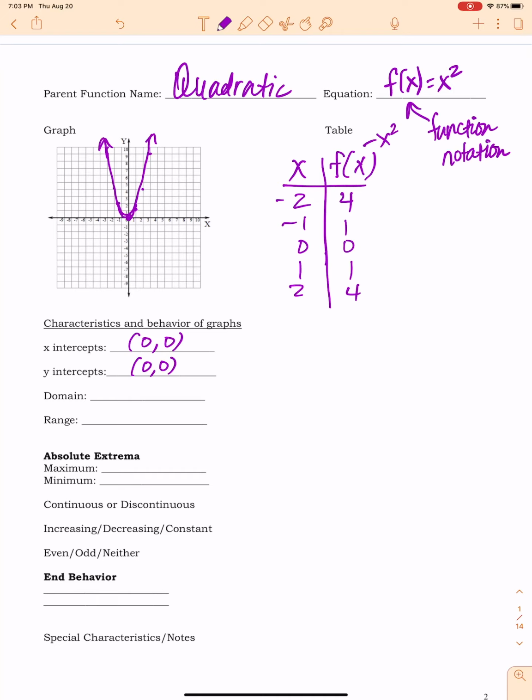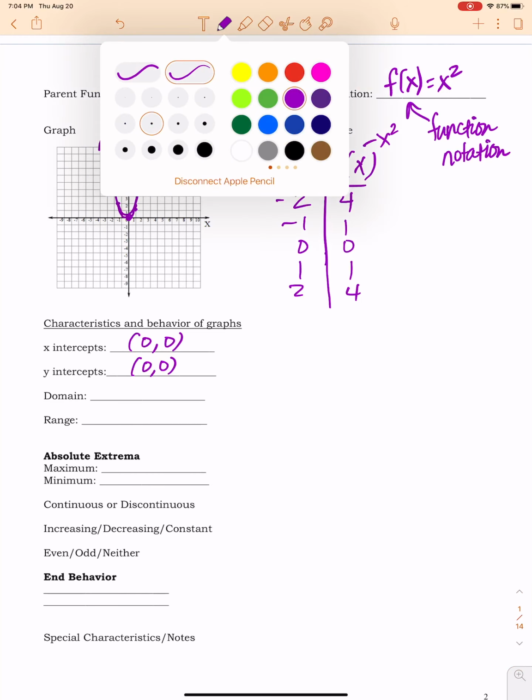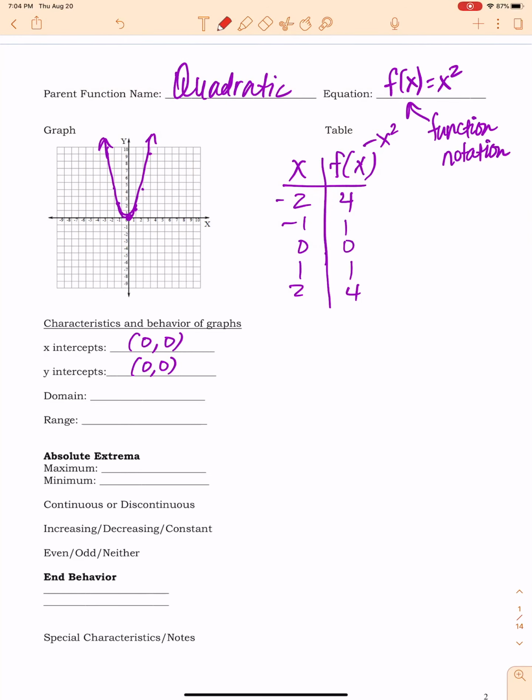The domain, remember your domain are all of your x values. Remember that your x-axis is right here. All your positive values are over here and your negative values are over here. Since this extends up in the positive direction pretty much forever, it will eventually extend out in this direction. So for domain, we've got all negative values and all positive values because it does the same thing on the negative side.